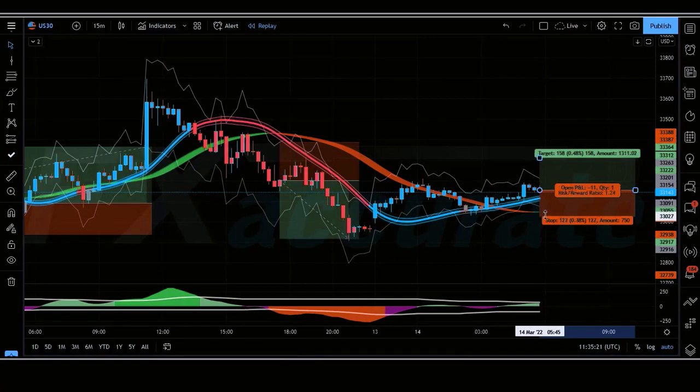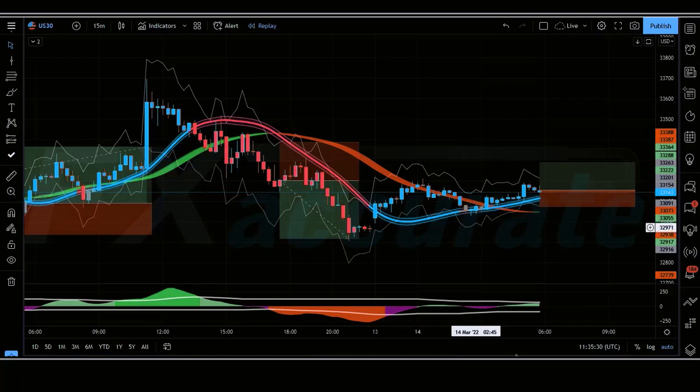Our stop loss will be placed at the SSL hybrid indicator's ATR line. And the risk to reward ratio will be 1:1.5. Let's see what happens to our trade.